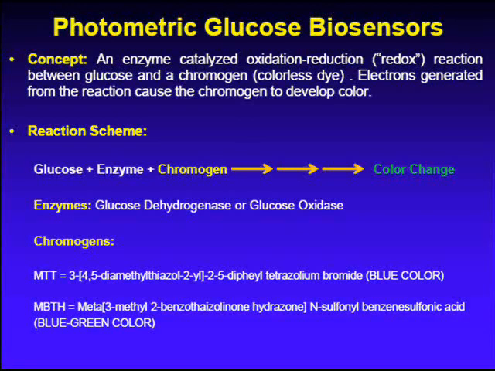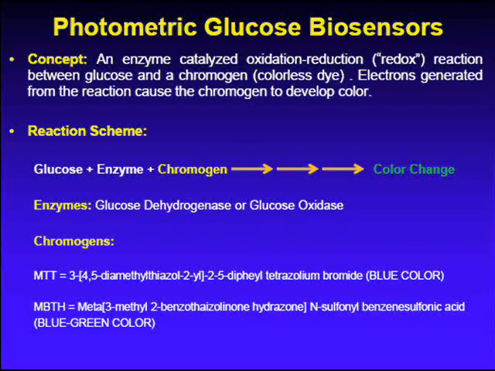Now we move on to the methods underlying photometric glucose detection. The overall concept is based on an enzyme-catalyzed oxidation reduction or redox reaction between glucose and a chromogen, a chromogen being a colorless dye. Electrons are generated during this redox reaction to cause the chromogen to develop color. So you can see a general reaction scheme where glucose plus an enzyme plus the chromogen through several reaction steps induce a color change, and this color change is proportionate to the amount of glucose that is found in the sample.